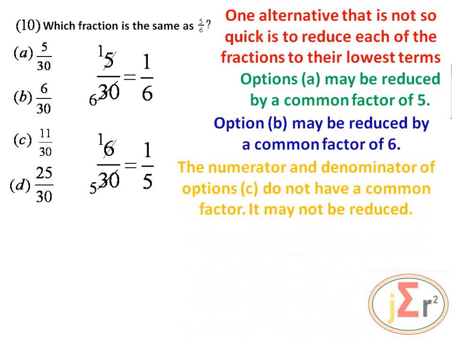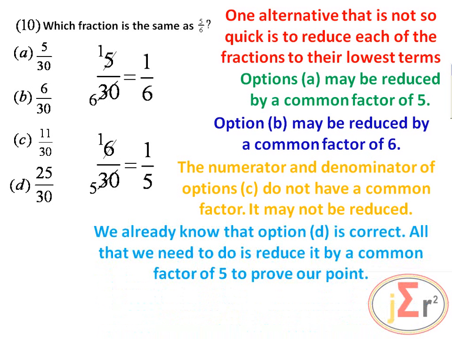What about option C? The numerator and denominator of option C, what can we reduce that by? Nothing. There is no common factor except 1. There is no common prime factor of the numerator and denominator of option C. So option C may not be reduced.